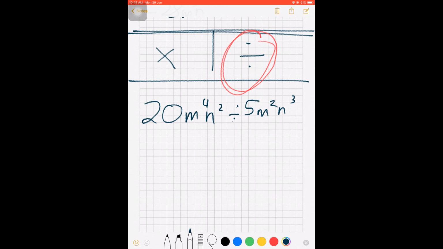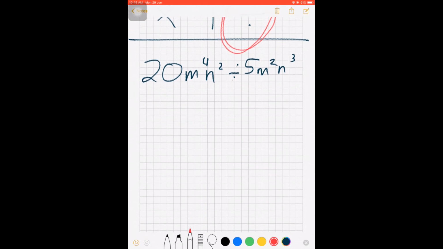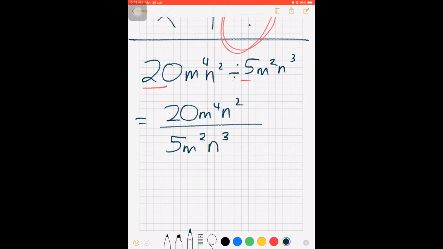So same thing like just now. First thing you do, you kumpul all the like terms. Kumpul 20 and 5 first. Okay. Well, actually what you want to do first is make it like fraction. Okay, 20 m4 and 2 divided by 5 m kuasa 2 n kuasa 3.